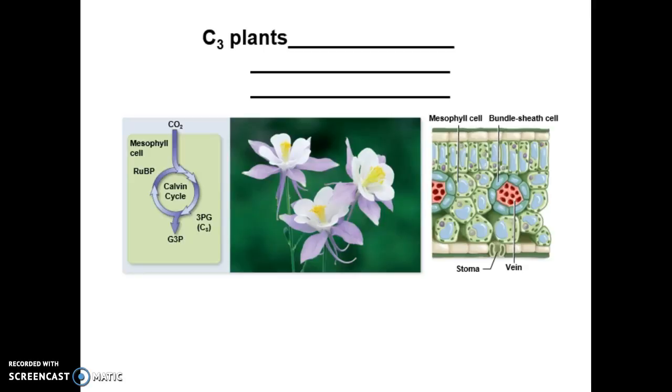Now the challenge with C3 plants is they don't do so well in heat stress. So you're not going to see your lilies doing really well in the middle of July and August. It's too hot, it's too dry. When they go into heat stress, they close up the stomata, they try to keep running photosynthesis, but the problem is they don't have a lot of carbon dioxide stored inside of their cells.